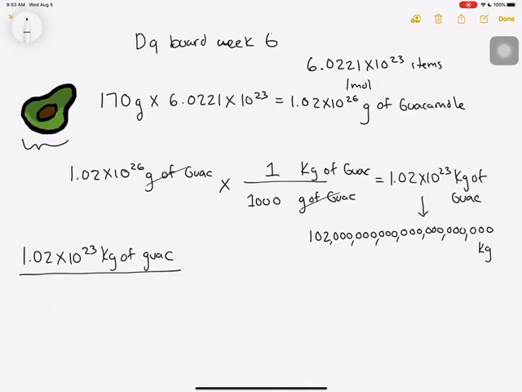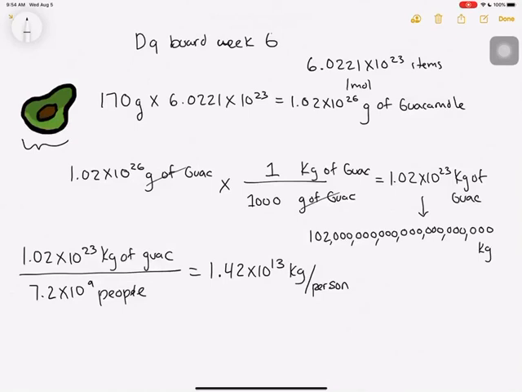I'm going to divide that by the total population of the world, which is 7.2 billion, or 7.2 times 10 to the power of 9 people. That's how many people are in the world population. If I divide that, the result is going to tell me how many kilograms of guac per person. So let's do that division. The result, using your calculator, is 1.42 times 10 to the power of 13 kilograms per person.